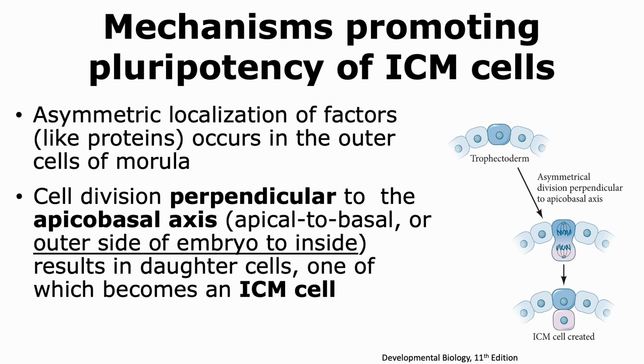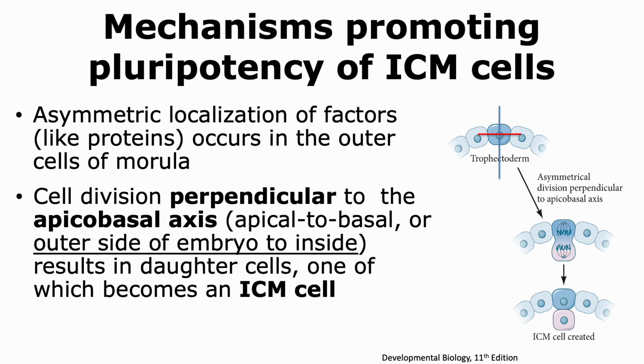Cell division perpendicular to the apicobasal axis, which is the apical to basal axis, or the outer side of the embryo to the inside, results in daughter cells, one of which becomes an ICM cell. So when we look at the figure here, we can see the cells present on the ring, which are the trophectoderm cells, and the apicobasal axis is shown in the blue line, which runs from the outer side of the embryo to the inside of it.